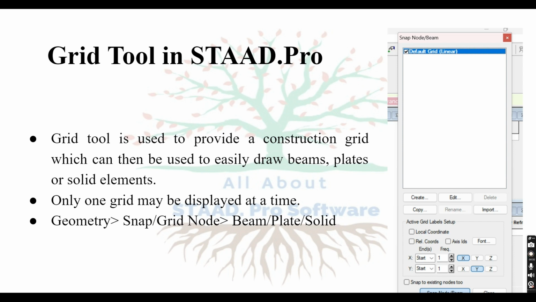To access it from the STAAD Pro software, go to Geometry, then click Snap or Grid node. You can see either beam, plates or solids. After clicking that, you will see this. Snap node beam. This is a default grid which is linear, and there are many options here.